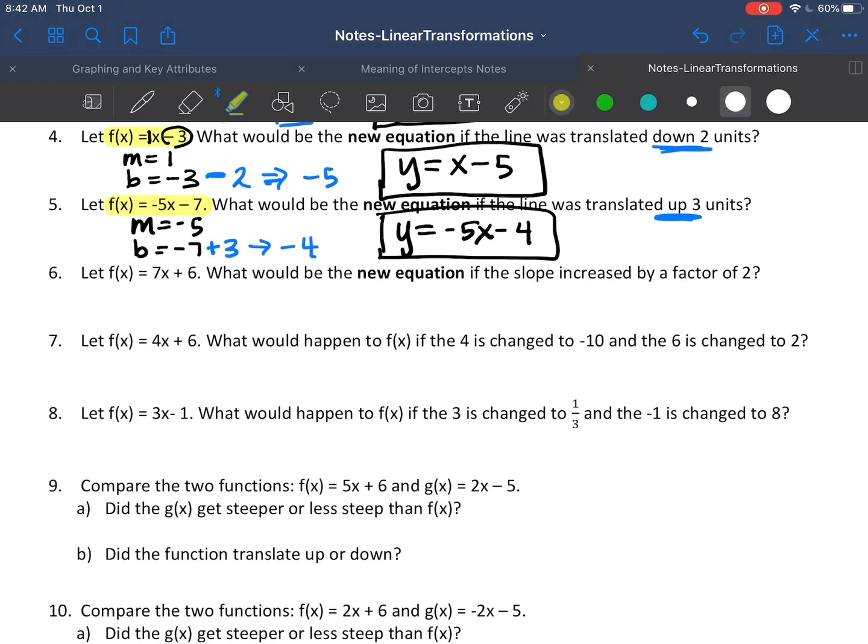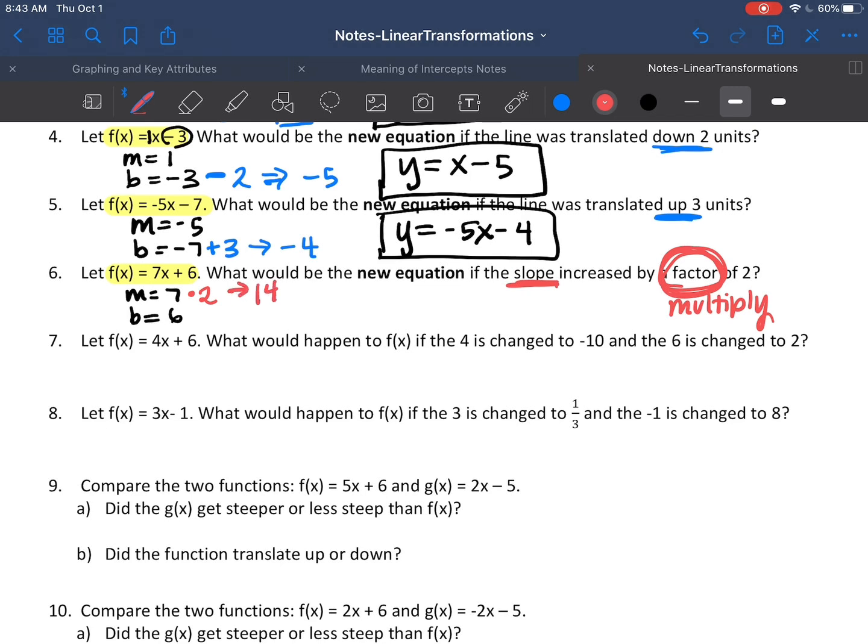Okay, number 6, we are starting with a slope of 7, a y-intercept of 6. What would the new equation be if the slope was increased by a factor of 2? Circle that word a million times. Factor, that means multiply. Anytime you see factor, you think multiply. So if the slope is increased, the slope, that's our m value, by a factor of 2, we have to multiply it by 2, changing it to a 14.